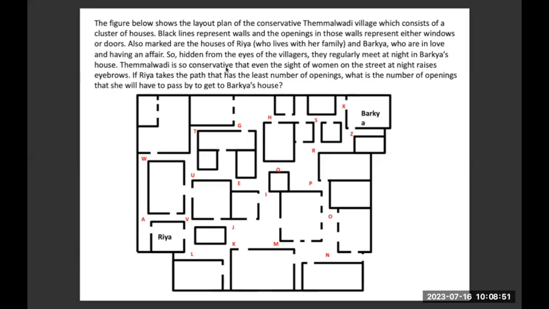Thalambadi being a conservative society, even the sight of a woman on the street at night raises eyebrows. If Ria takes a path that has the least number of openings, what is the number of openings she will have to pass by to get to Bakya's house? Ria has to reach Bakya's house with a route which has minimum openings. This opening can be a door or window, but she has to take a path which has minimum openings on its way. And you also have to find what is that number of openings that she has to pass by.